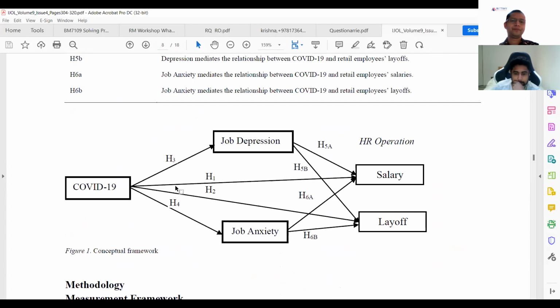Look into this framework. Job depression, job anxiety, increasing because of what? Salary and layoff. And all because of COVID-19. Now, do you see what the main problem here is? Job dissatisfaction increases. Why? Because of salary and layoff. So you need to read this and rewrite it in your own words. The more you do, the more perfect you will be in identifying the problem. And there is an improvement now.